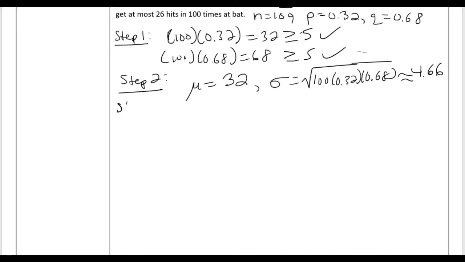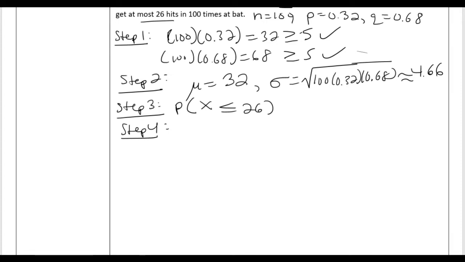All right, so step 3. We're going to write out the probability. So we want at most 26, which means the most we have is 26. So we want less than or equal to. So x is less than or equal to 26.